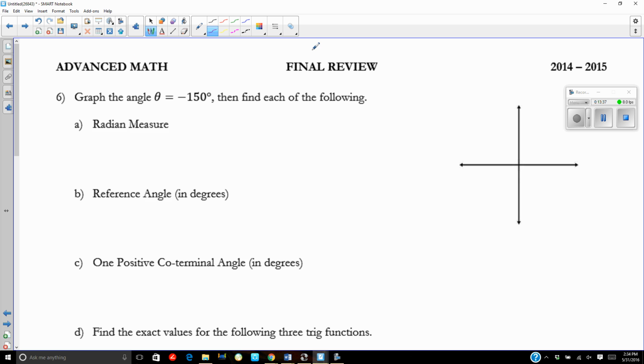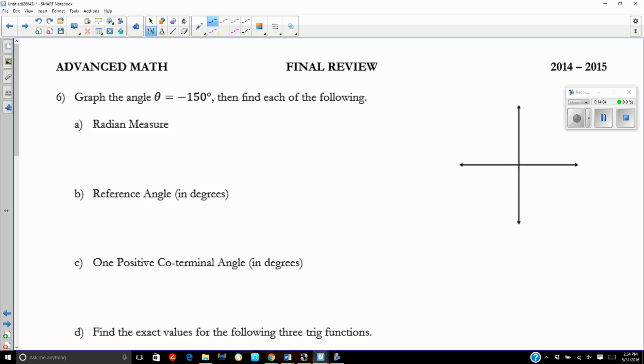All right, moving to the next page. Graph the angle theta. If theta equals negative 150 degrees, then find each of the following. So it's similar to the last problem, except they give it to us in degrees first. Negative 150, so since that's a negative angle, it's going to go clockwise. So we're going to go this direction when we come up with it. Negative 150.